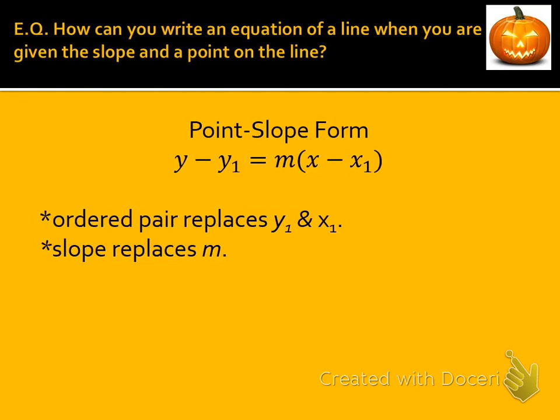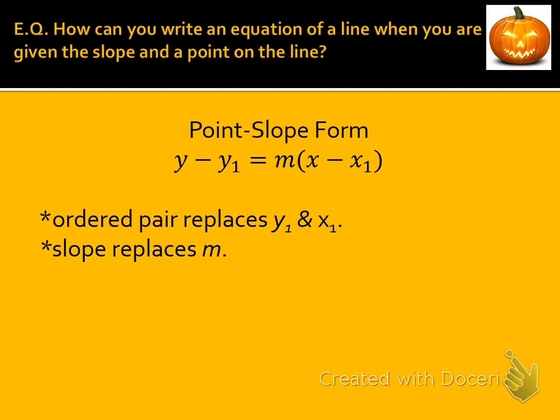Okay, how can you write an equation of a line when you are given the slope and a point? Now again, if we're paying attention to what we're reading and to what we're given, for the point slope form you have to have a point and you have to have a slope. Just like in 4.1, when we practiced with the slope-intercept form, what two things did you have to have? You had to have what? Slope, and you had to have the y-intercept.